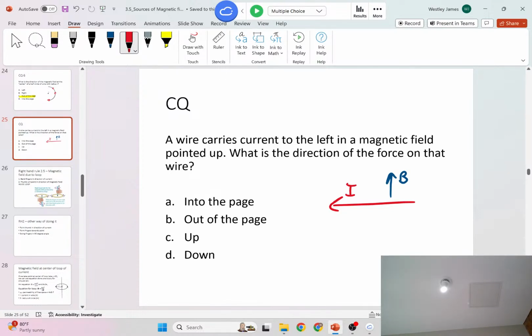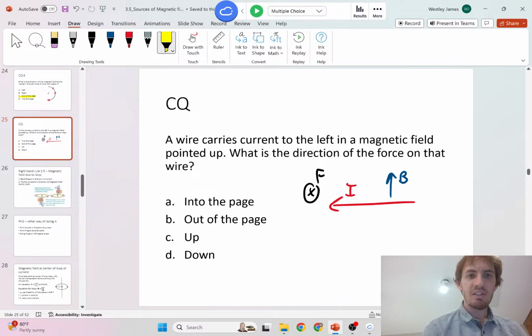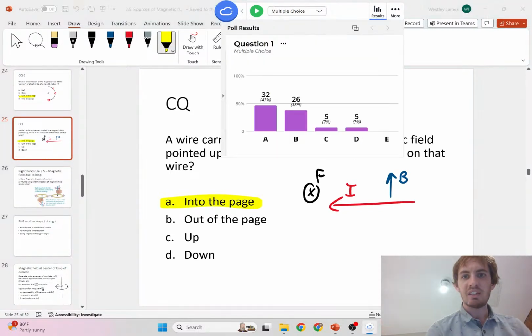So you point your fingers in the direction of current, you make your palm point in the direction of the magnetic field, and your thumb points in the direction of the force. Reminder to you all, online: fingers point in the direction of current, palm points up, thumb points in. It's very awkward to do, but the answer is into the page. And I think we were basically 50-50 on the answer there.